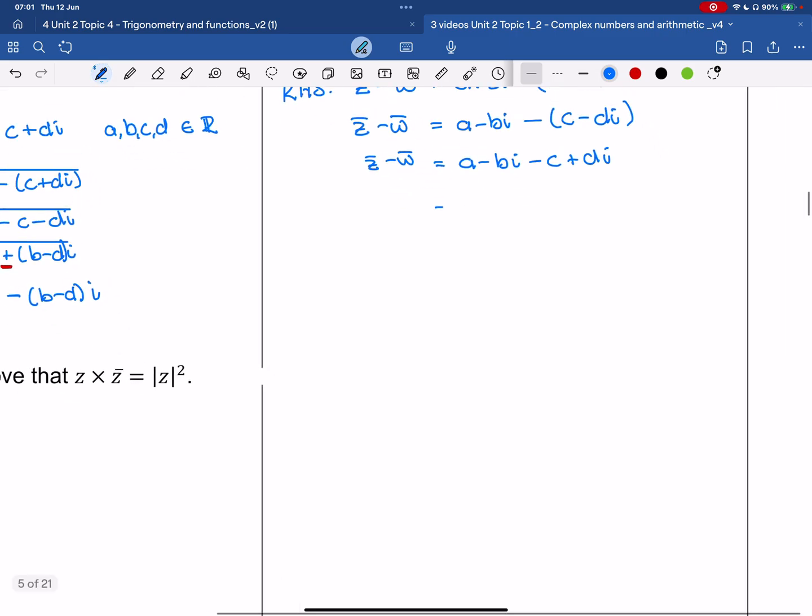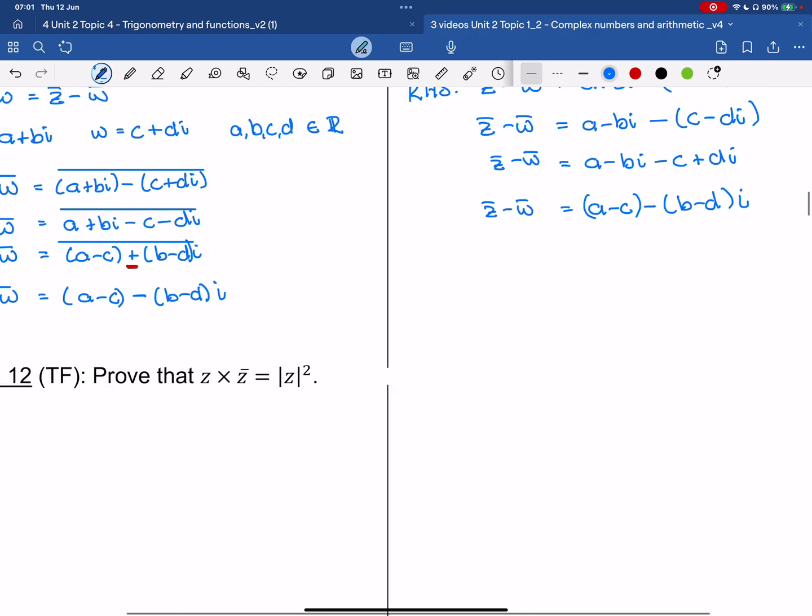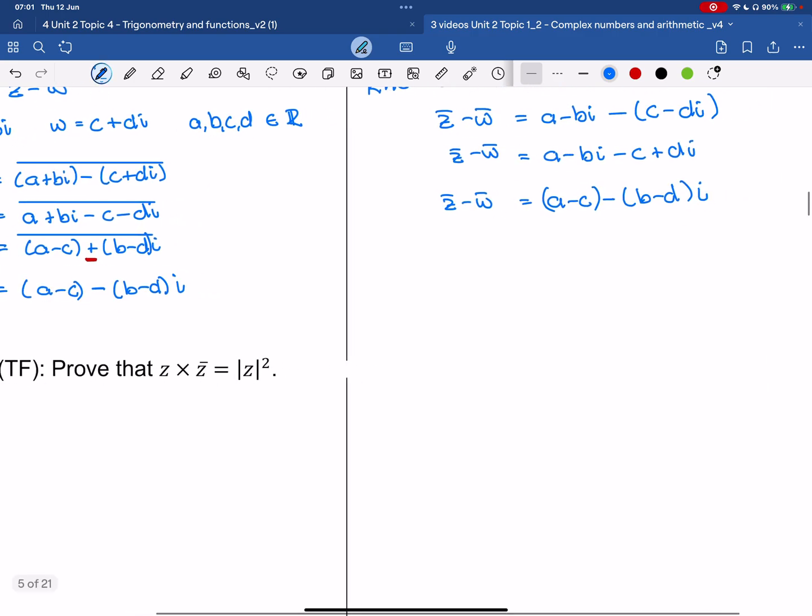And I can collect them, so it becomes a minus c minus b minus di. And let's see if it's the same. Absolutely, there we go. Therefore, my left-hand side equals my right-hand side. So my conjugate of z minus w is equal to my conjugate of z minus my conjugate of w.